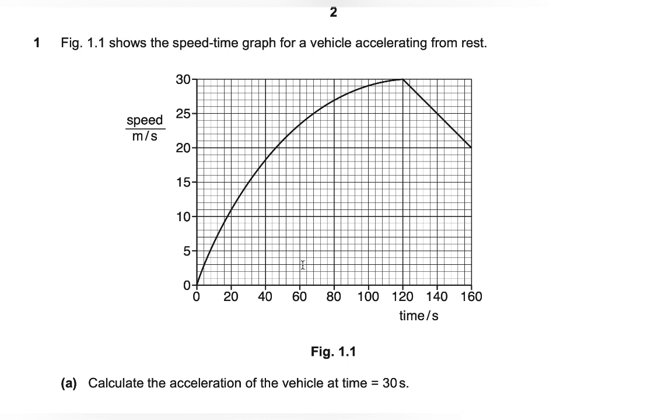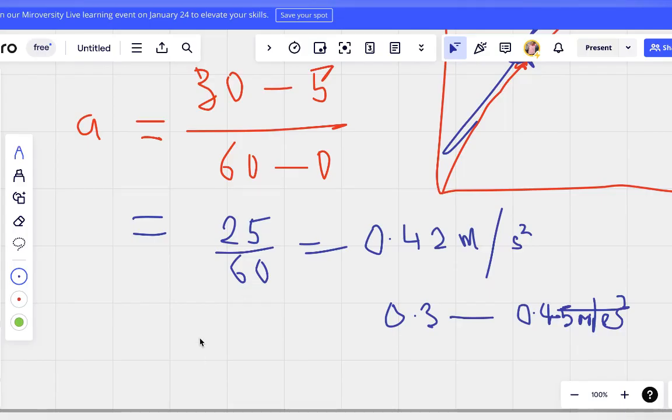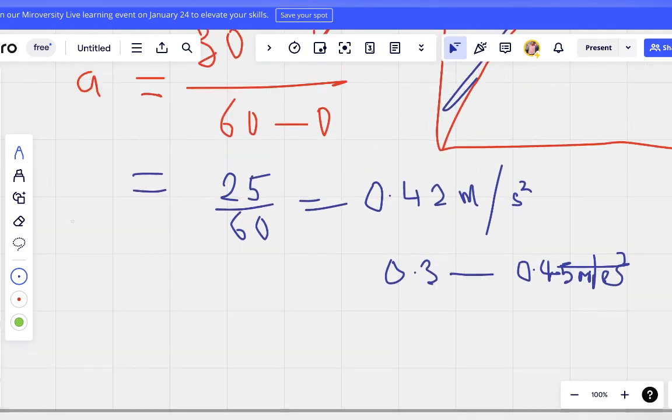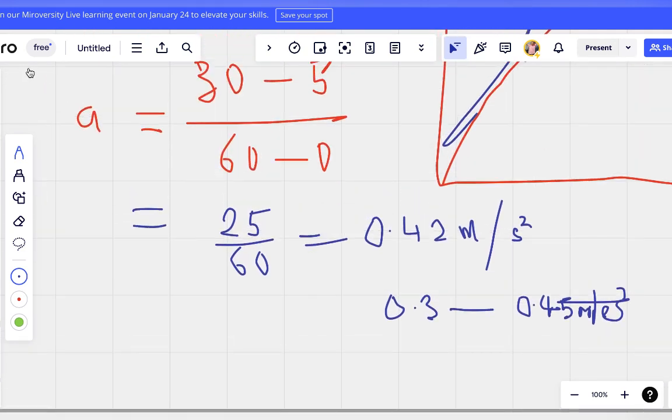So the first thing we say is that the acceleration at this point is less, or at a slow rate. We can write the acceleration is less, or we say it's at a slow rate. That is the first point we write. This is our question 1A.